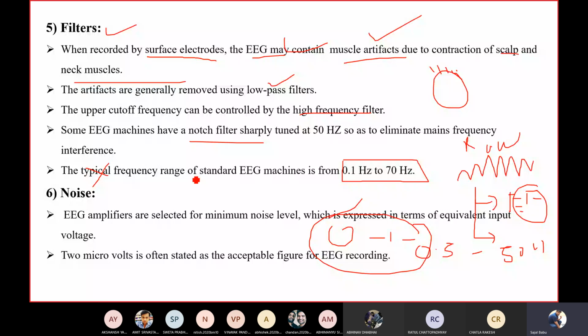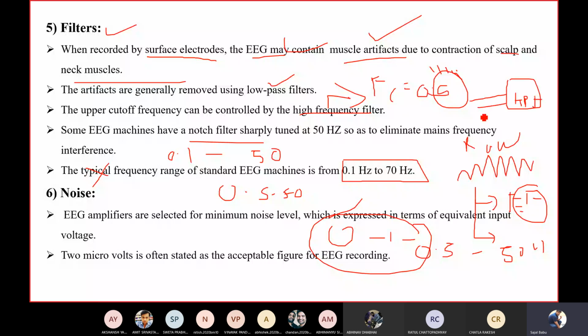For the high pass filter, I am going to fix the cutoff frequency fc as 0.5 Hz. So I am using an HPF, which is called a high pass filter. I am getting my signal here, and this signal has a frequency of 0.1 to 50 Hz. I set the cutoff frequency of this high pass filter as 0.5 Hz. Then the high pass filter is going to reject all the signals below the cutoff frequency because it is going to allow the high frequency.